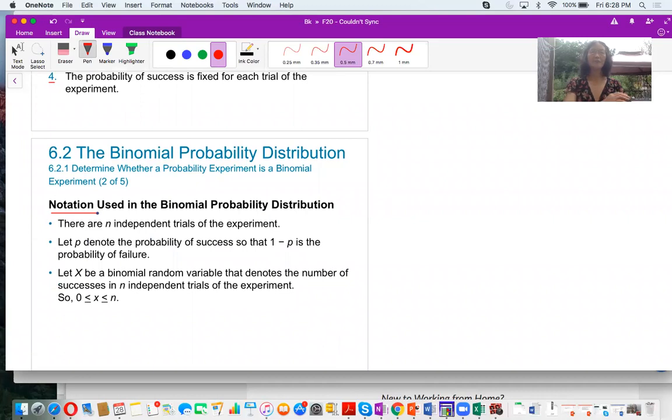Notation used in binomial probability distribution. We use letter N to represent independent trials of the experiment. And we use letter P to represent the probability of success. And then 1 minus P is the probability of failure. And we use X to represent the binomial random variable, that denotes the number of successes in N independent trials of the experiment. X is always smaller or equal to N.